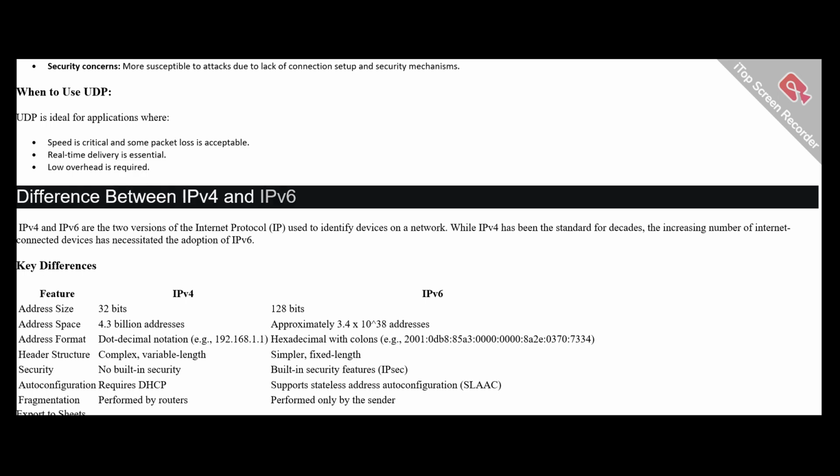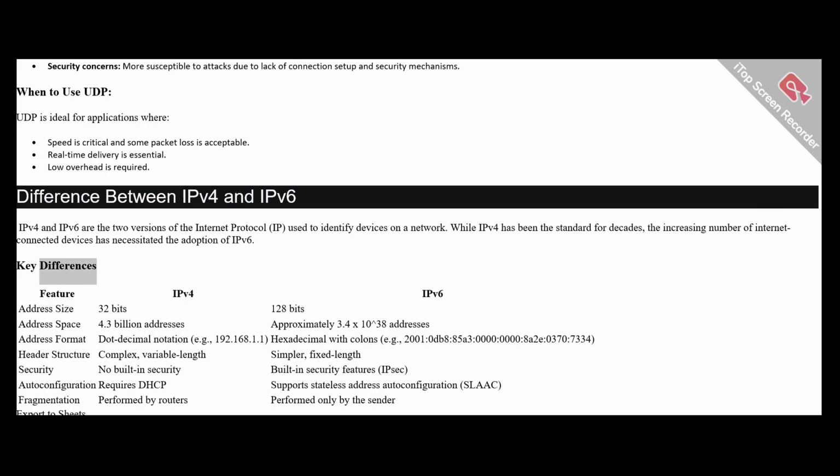Difference between IPv4 and IPv6. IPv4 and IPv6 are the two versions of the Internet Protocol, IP, used to identify devices on a network. While IPv4 has been the standard for decades, the increasing number of Internet-connected devices has necessitated the adoption of IPv6.